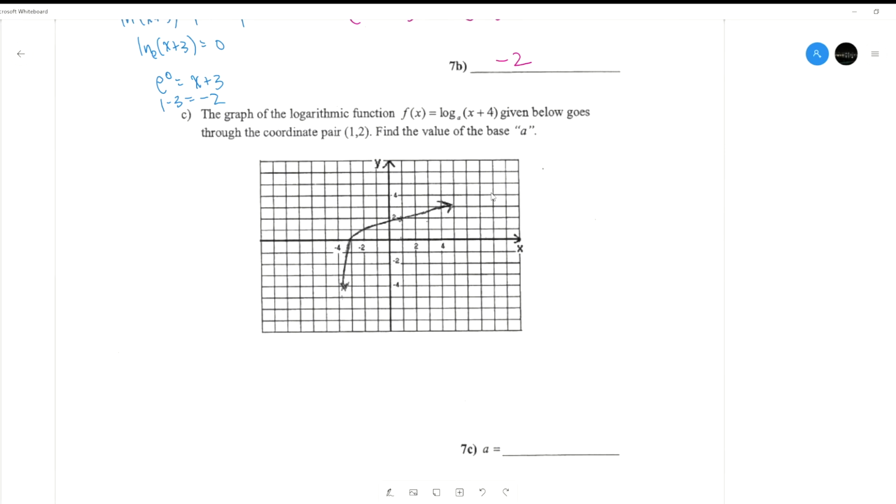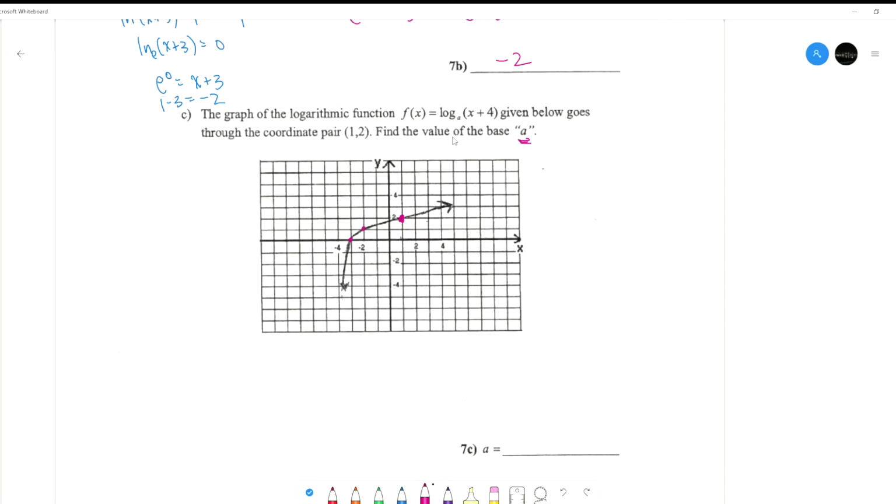All right, let's continue on with this. This is the graph of f of x is equal to log base a of x plus 4, given below through the coordinate pair 1, 2. So if you look here, 1, 2 is this point right there. Okay, find the value of base a. So how do we know what the base a is? Well, one thing's for sure, we know a couple of other points here. I know there's a negative 2, 1, and possibly a negative 3, 0. But let me just double check here, okay?